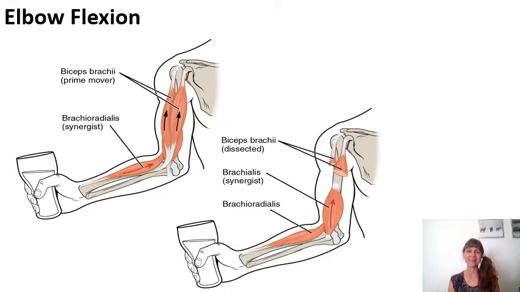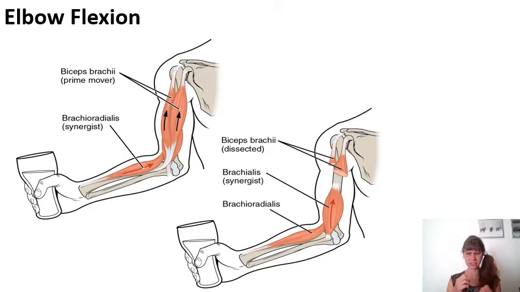Here we have a picture of elbow flexion, and they flipped it around, unfortunately. They did it incorrectly. They're showing biceps brachii as a prime mover and brachialis as a synergist. Technically, brachialis is the workhorse for elbow flexion. It is the prime mover. It is the agonist. Please keep that in mind for me, for my tests.